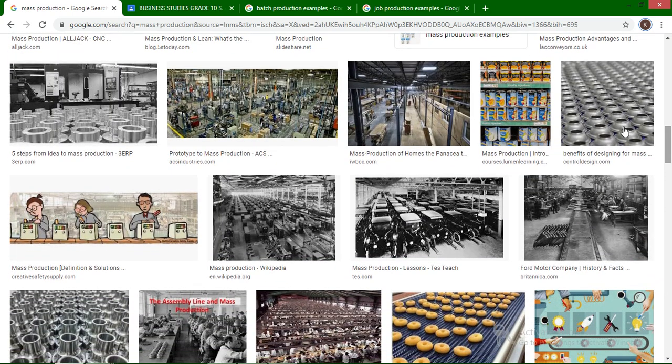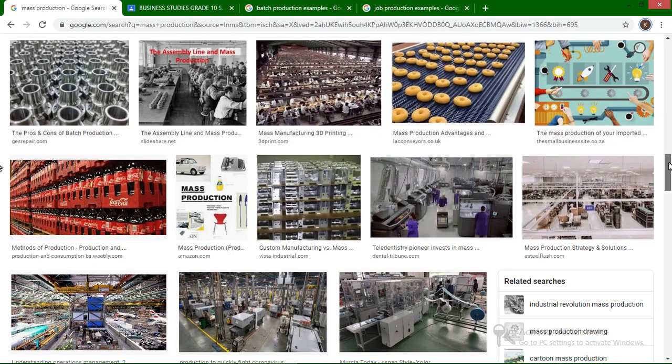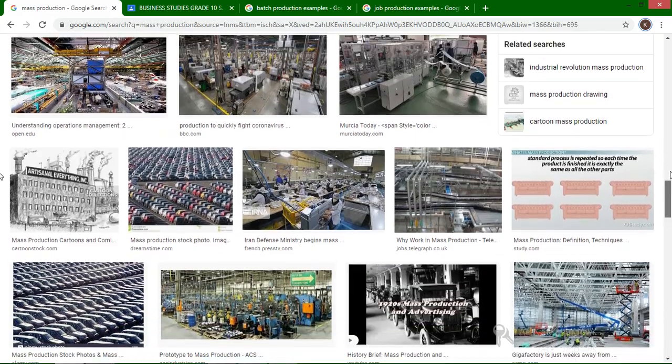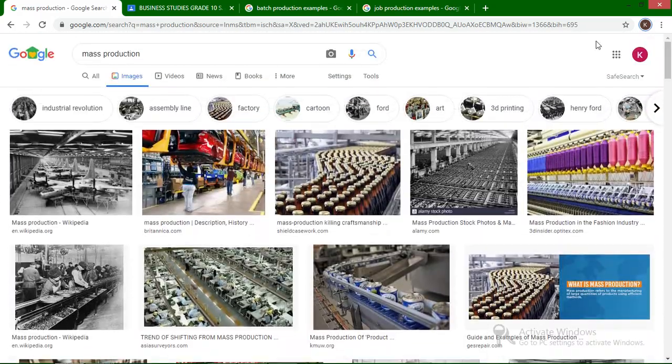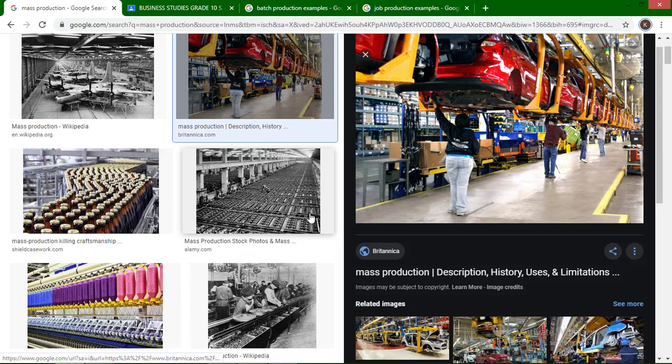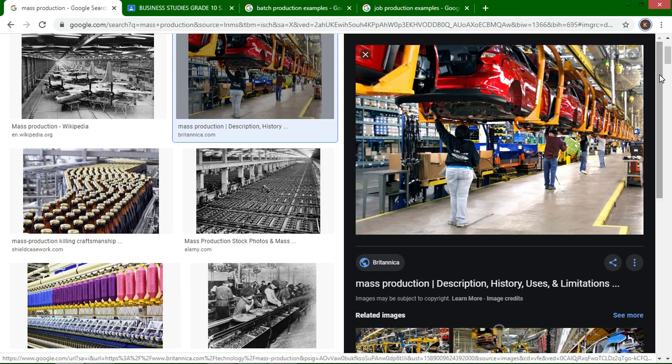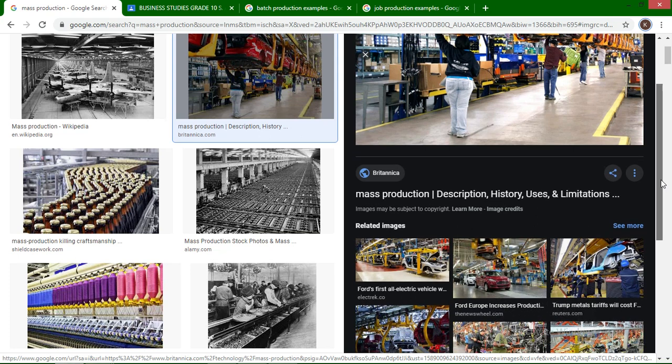I'm just trying to look for an example whereby you can see workers doing only small tasks, right? Let me just open this one. So here, as you can see, these are cars that are produced in mass production, and you can have a few employees there that are doing a very small simple task. Each and every person here is doing a different small task. So you do the same task repetitively, again and again, right?